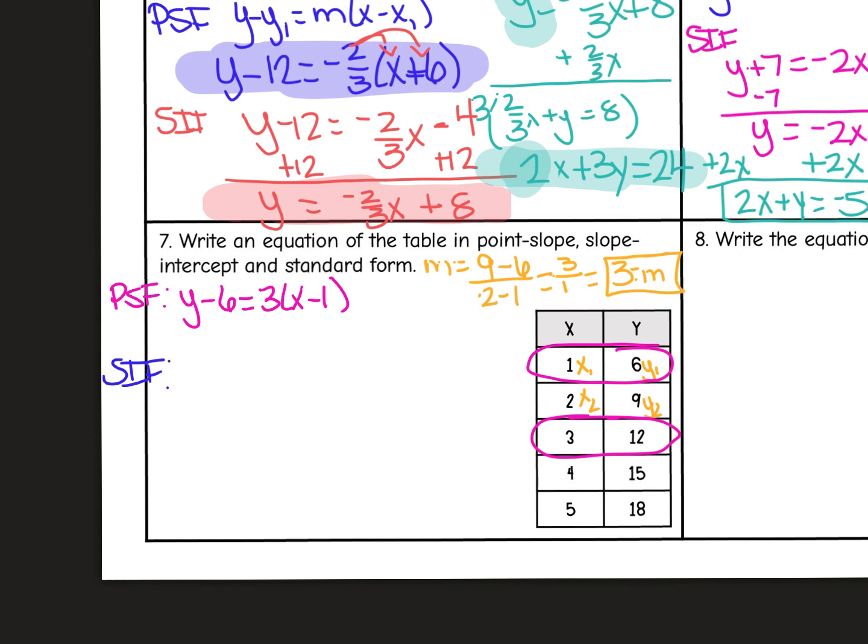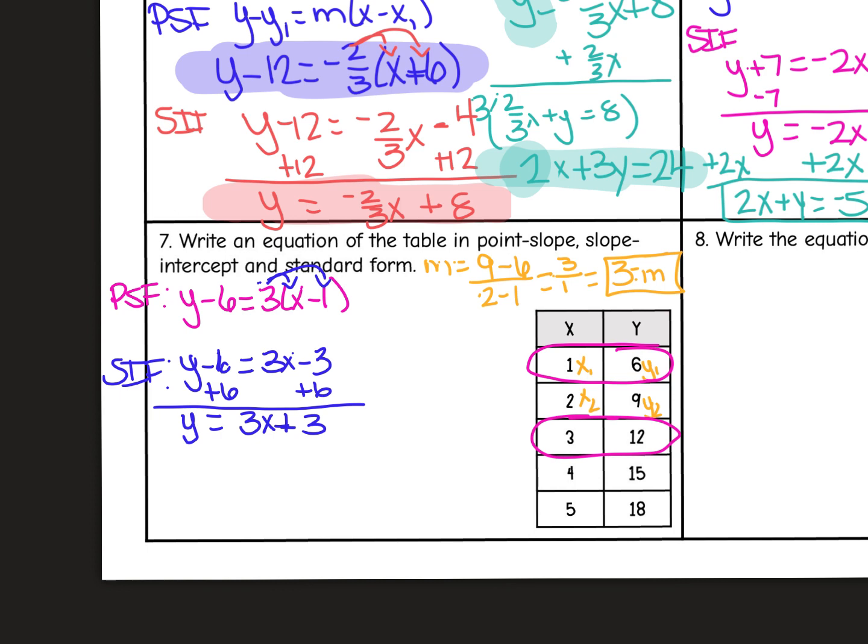Now that I have it in point slope form, let's bring it into slope intercept form. Okay. So the first thing, please distribute. So I'm still left with y minus 6 equals 3x minus 3. And then I'll go ahead and add 6 to both sides so I can have y isolated all by itself, right? On the left-hand side, I have y equals 3x plus 3. Okay. So there is my slope intercept form.